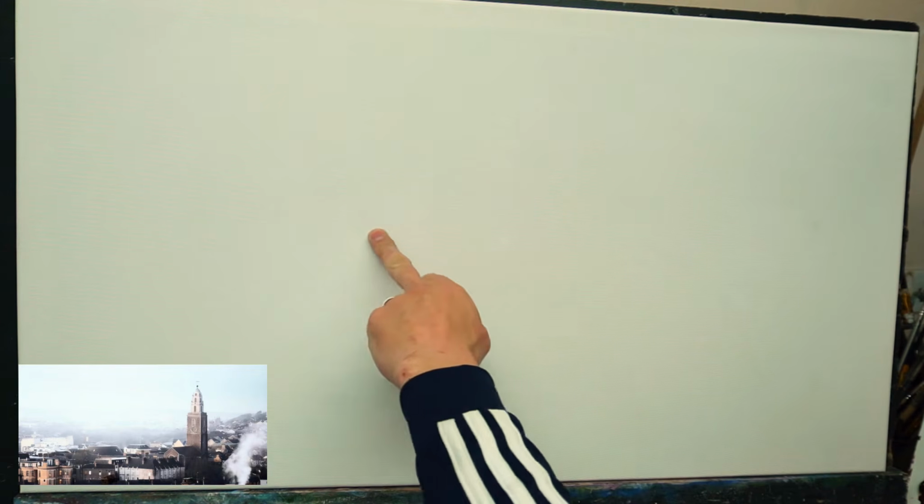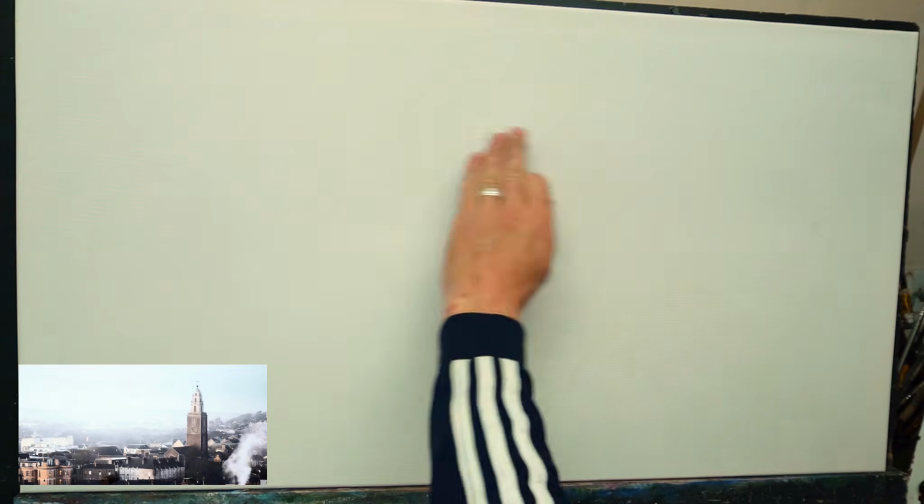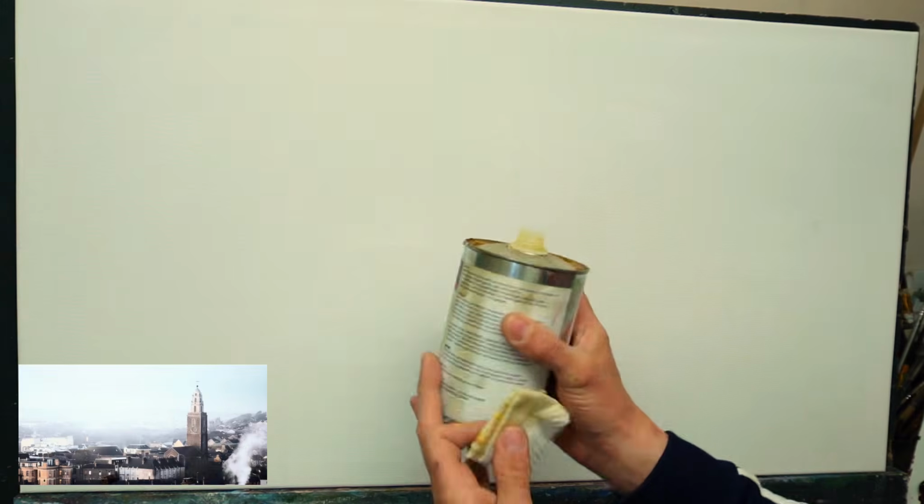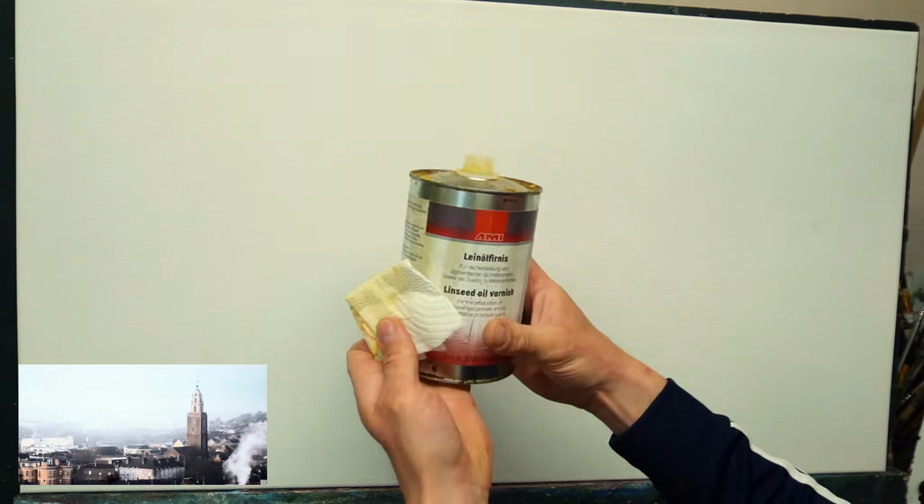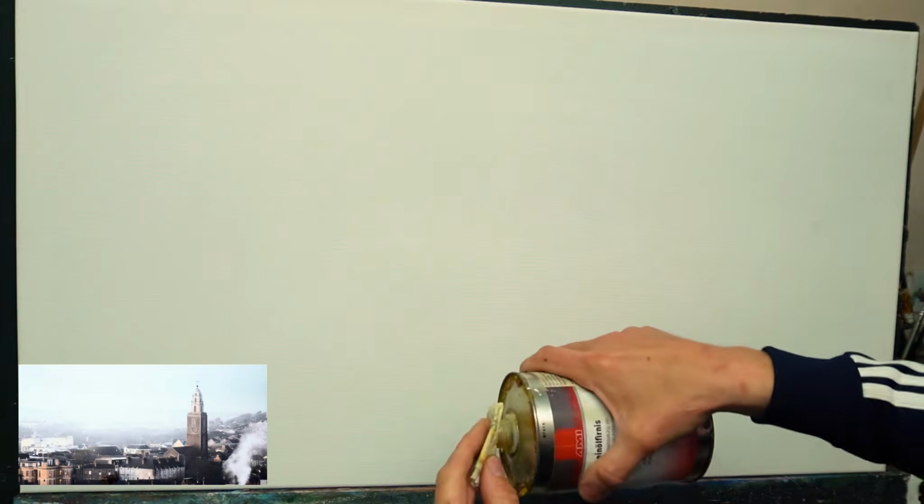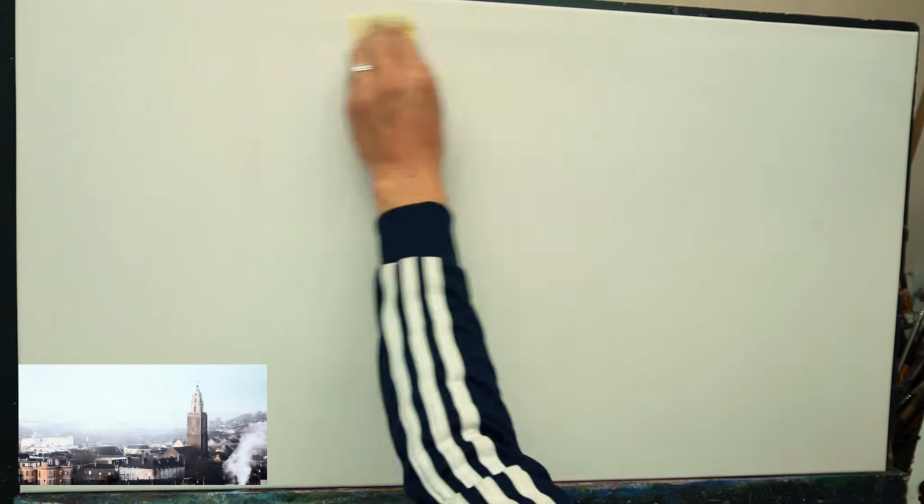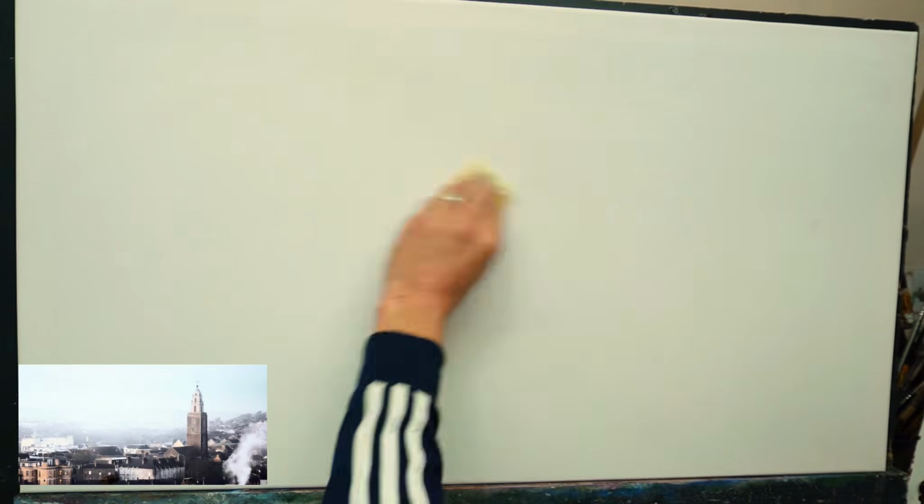What I'm going to do first is, I primed my canvas once with a water-based undercoat. I'm going to now rub the top half of this with some regular linseed oil. A bit of tissue, some linseed oil, and I'm going to give this a nice coat of linseed oil. That will help my paints float along nicely.